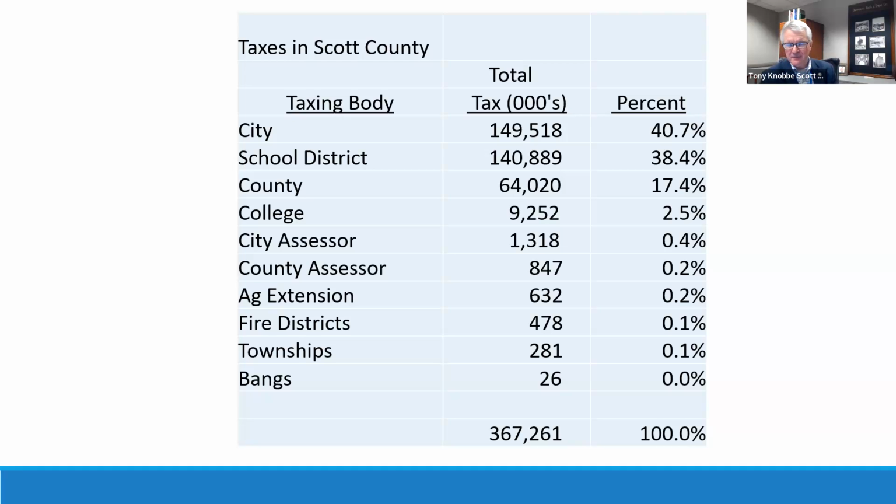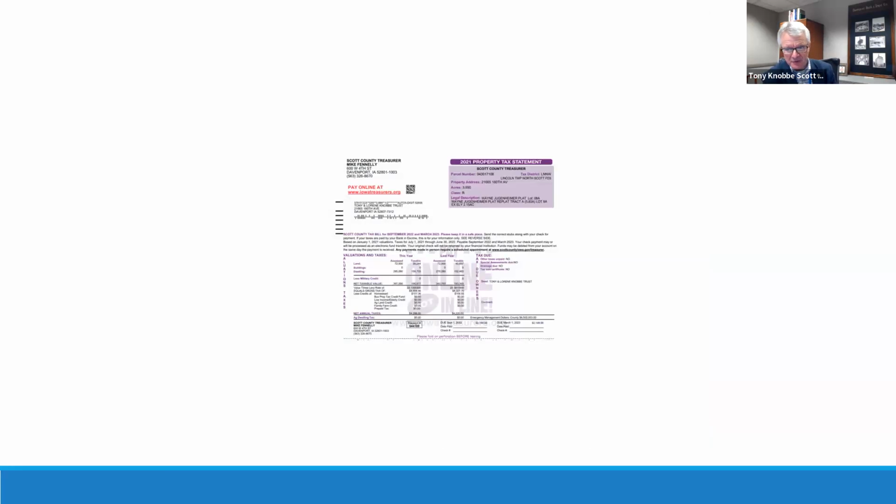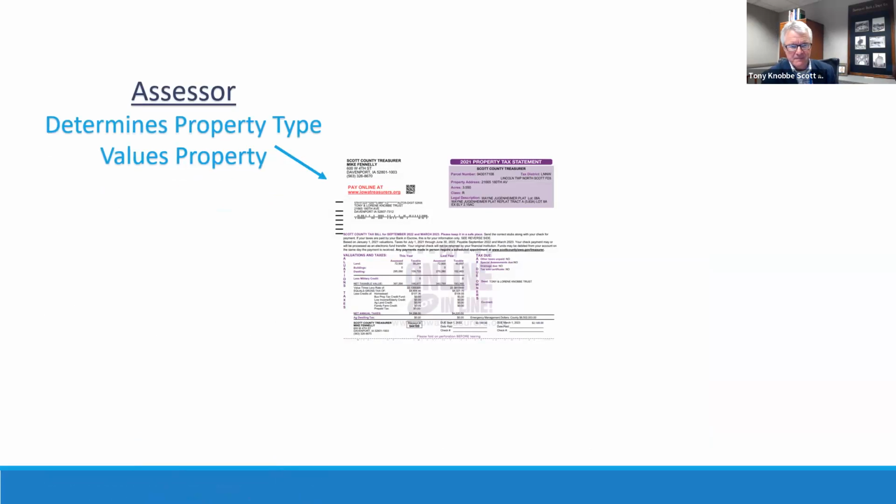So anyway, we are going to walk you through who all plays a role in putting this thing together. And it all starts with the assessor. I'll share with you a timeline in a few minutes that shows the 4-year process from start to finish of the creation and execution and collection of your tax bill. But the assessor starts it all. Their first job really is to determine the property type.